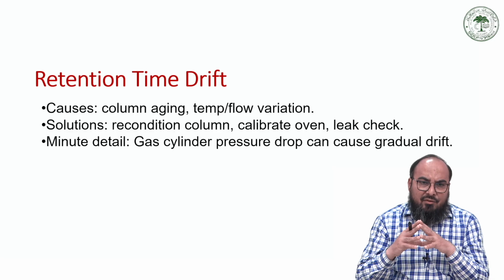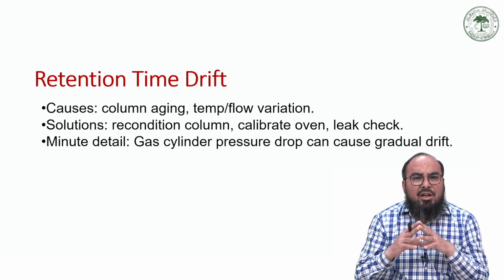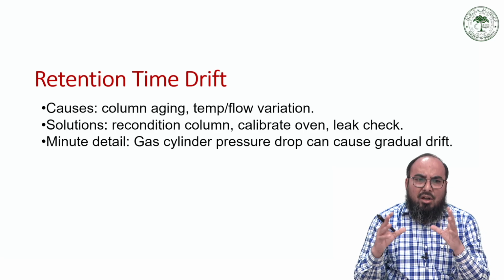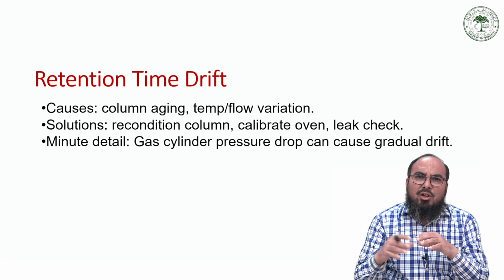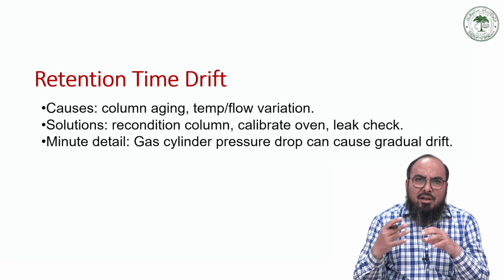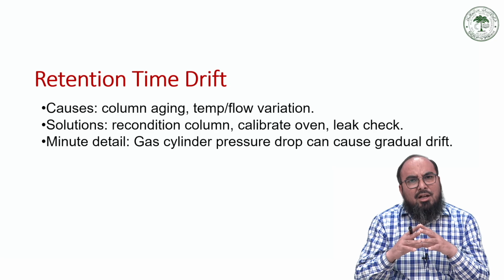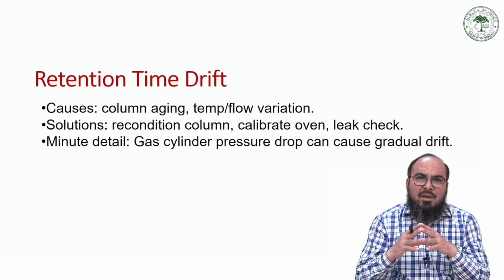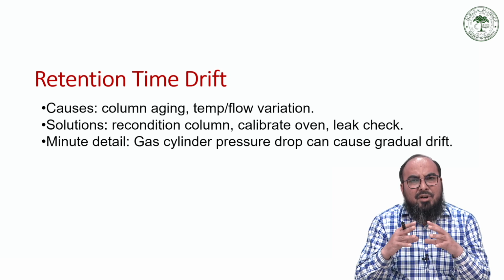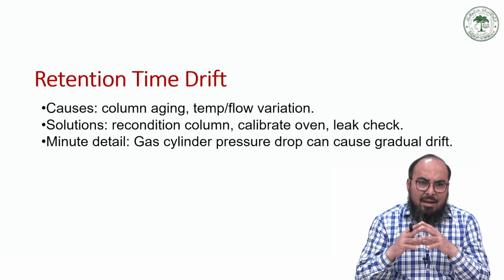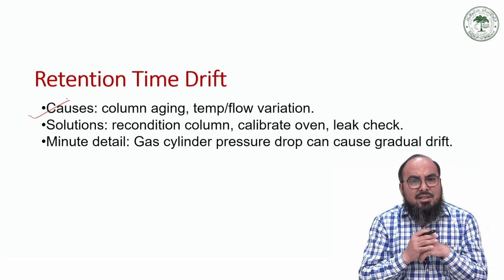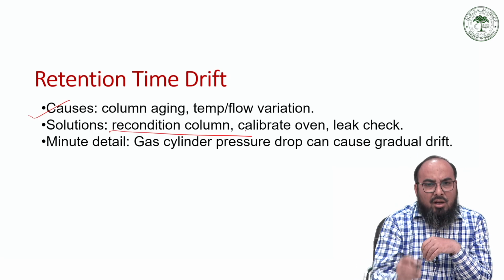Similarly, retention time drift actually occurs because of the long use of the column. That is, if you keep using the column for months and for years without cleaning it, without doing the calibration, without using the standards time and again, then your column will give you faulty results, and this may sometimes be because of aging, because of the stacking of the previous components of your samples. So these are the causes, and the solution is that you have to recondition your column.